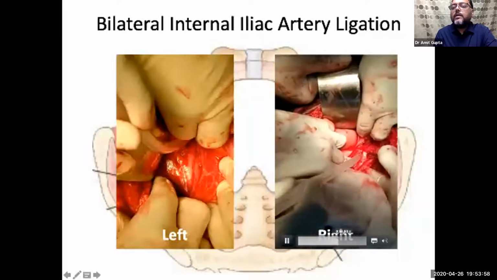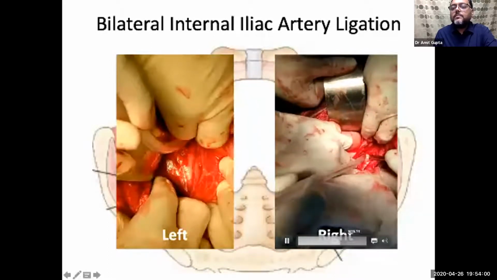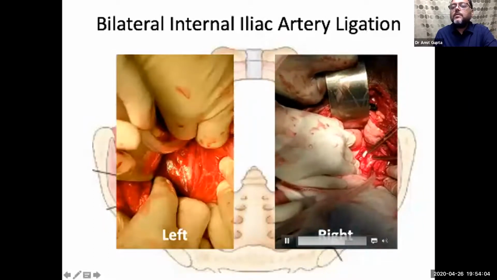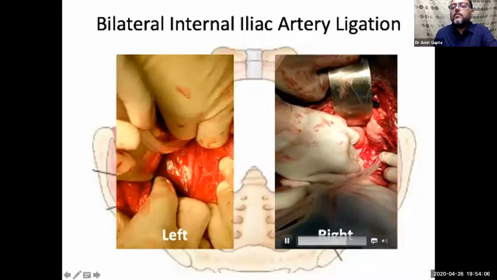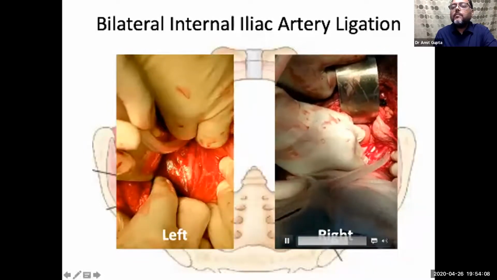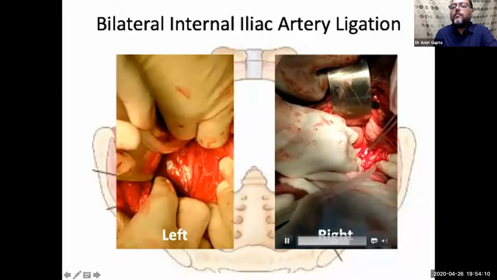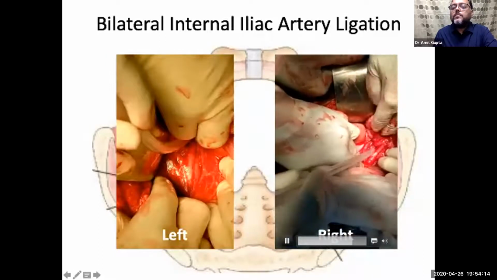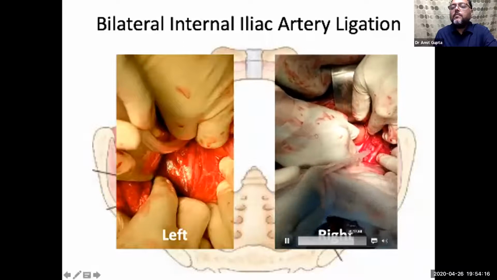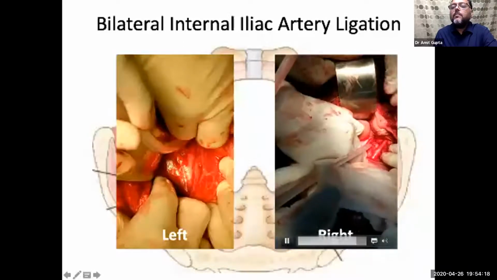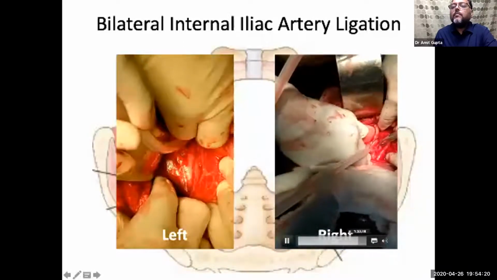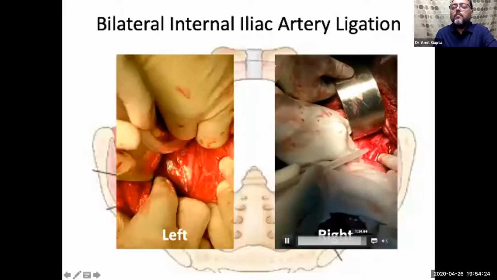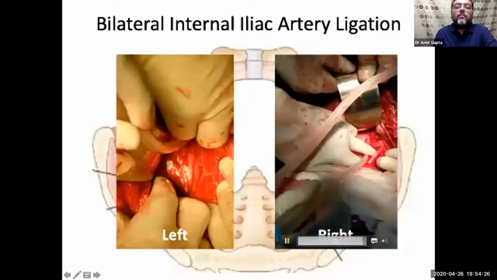As you can see here on the right side, this is the internal iliac, and if I can show you, this is the external iliac, the internal iliac, and the common iliac. Now we are going to ligate the internal iliac of the right side. We can do both ligation and clipping. I personally prefer clipping, so I'm clipping the internal iliac with a 300 clip.